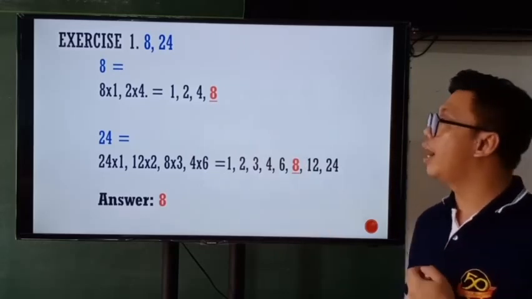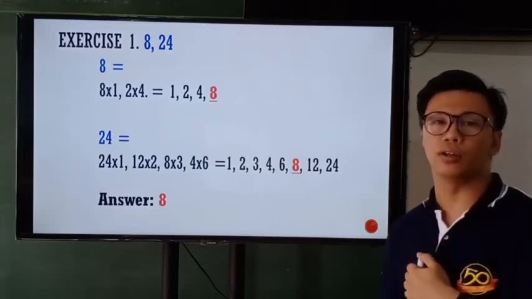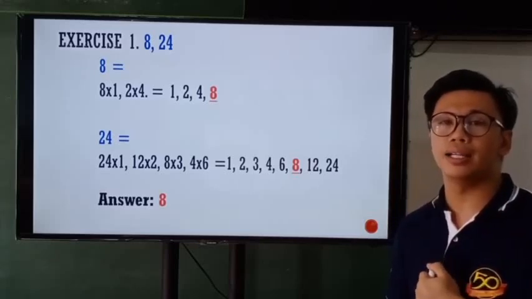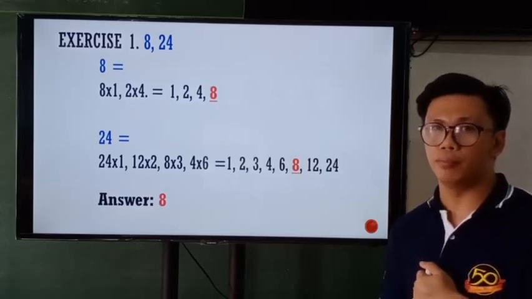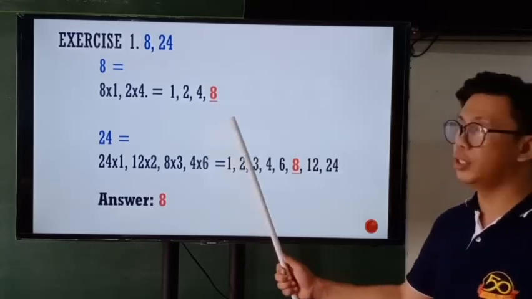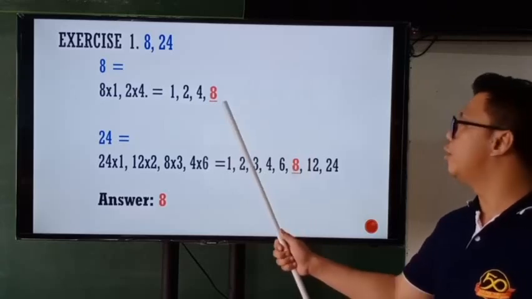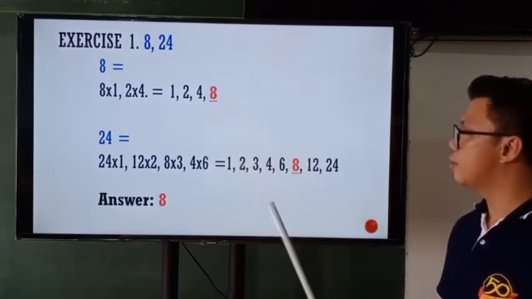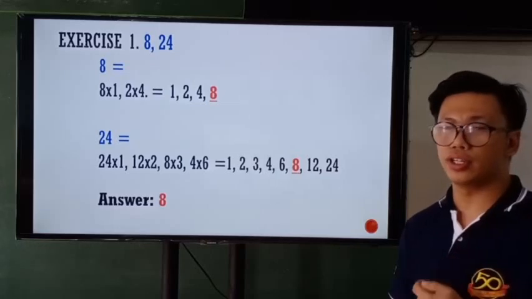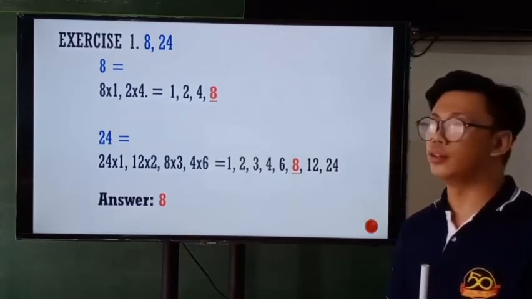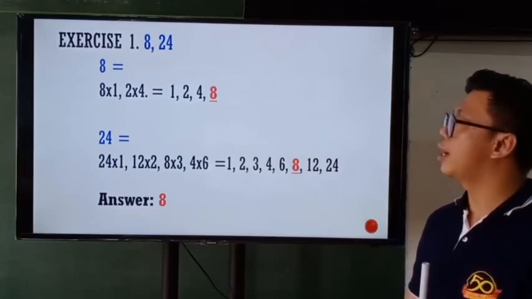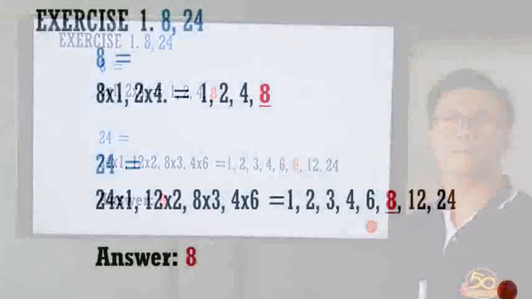Now, we will find the highest common factor, or we call it the largest common factor or common number. So what is the largest common number here? Very good. It's 8. So therefore, our answer is 8. Did you get the correct answer? Very good. Now, let's try exercise number 2.